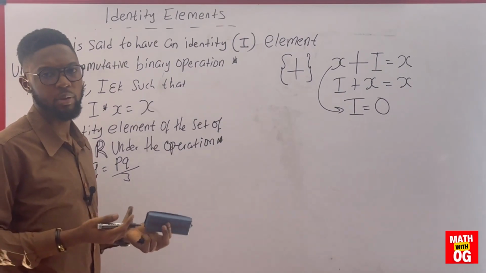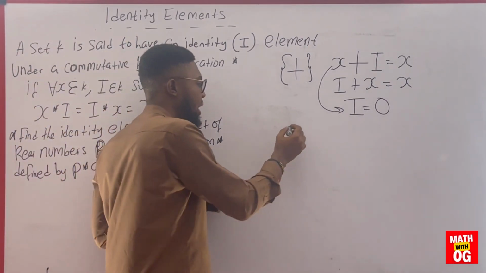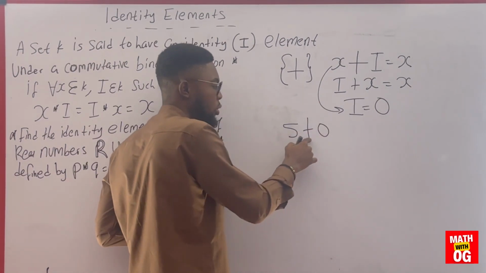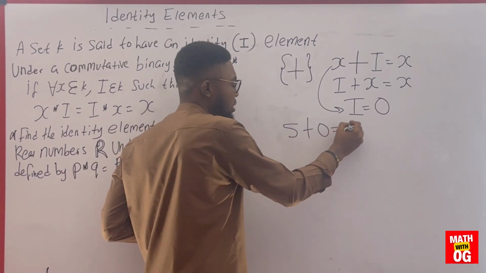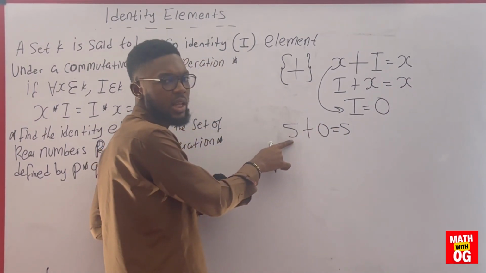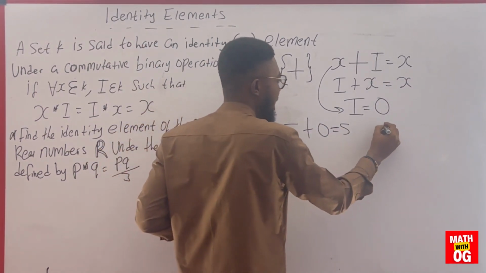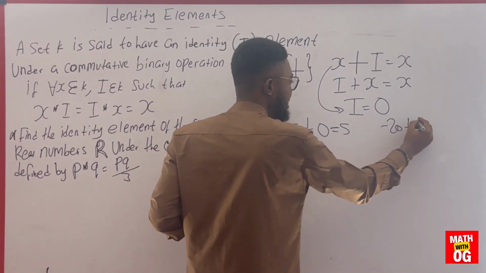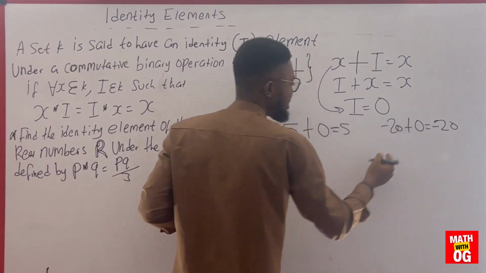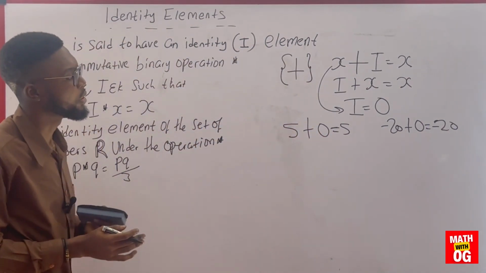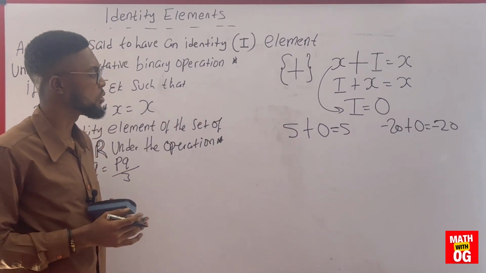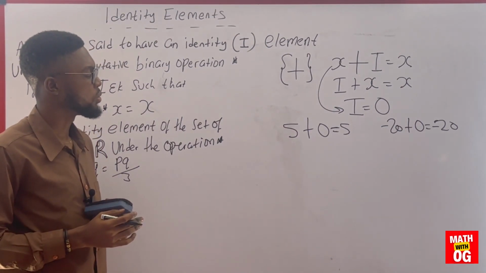Now is that correct? I believe that's correct, because if you pick 5 and operate it on 0, the operation being addition, this will give you 5. So you can see that this is an identity element because the element did not change. Pick minus 20, add 0 to it, it will also give you minus 20. So you can see that the identity element of addition is equal to 0.